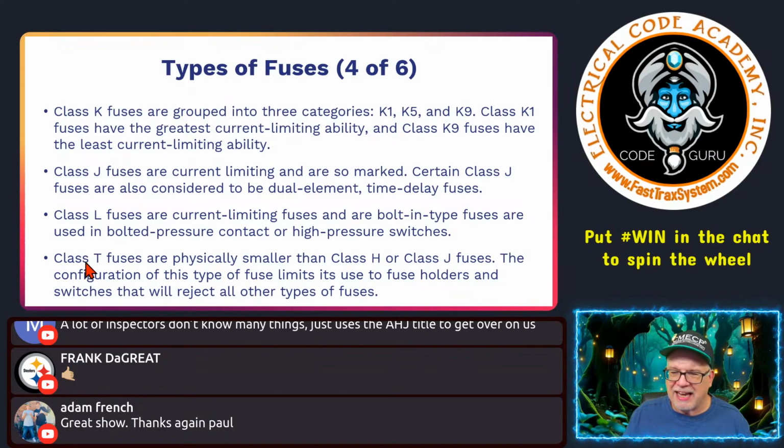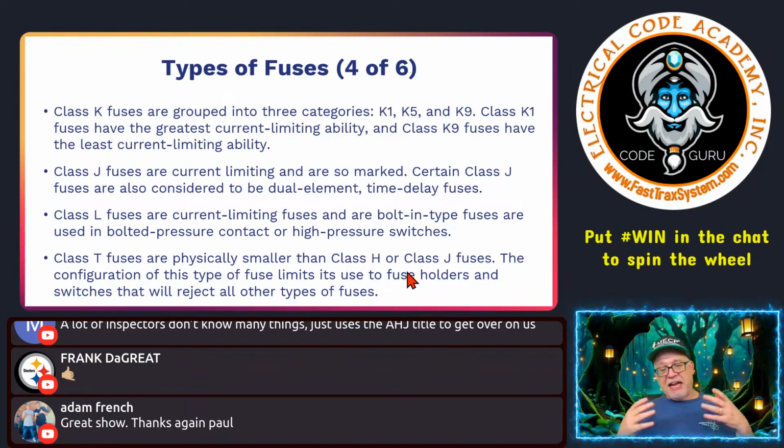And then Class T fuses are physically smaller than the Class H, which we said was our happy homie, or Class J, which are current limiting, but can be dual element or time delay. It says the configuration of the T type of fuse limits its use to fuse holders and switches that will reject all other types of fuses.